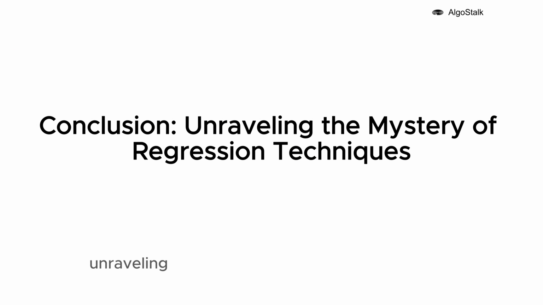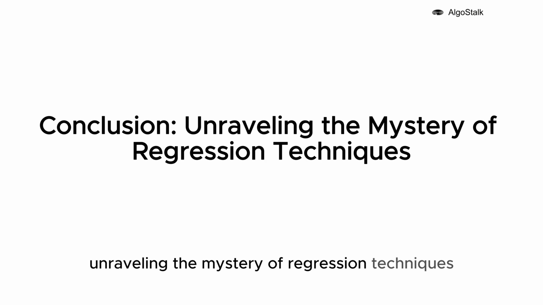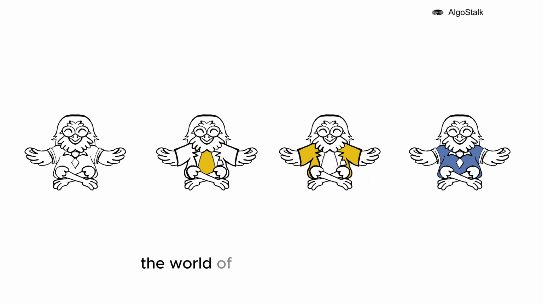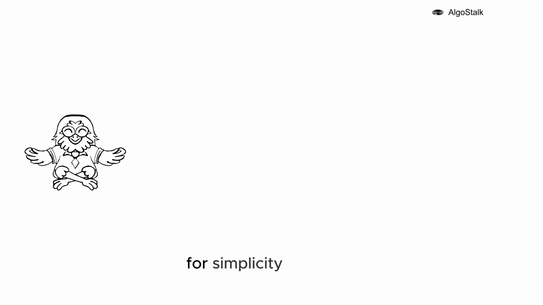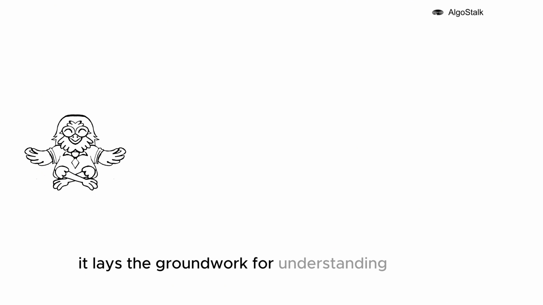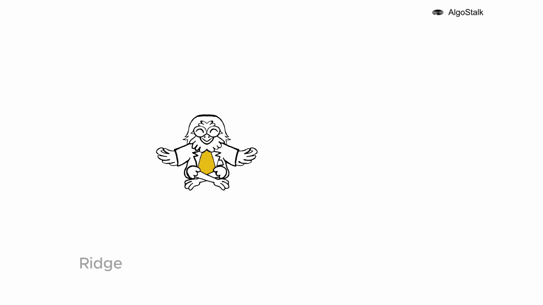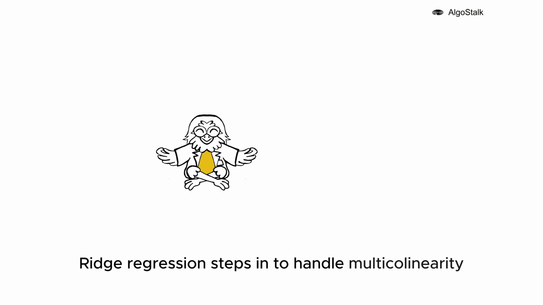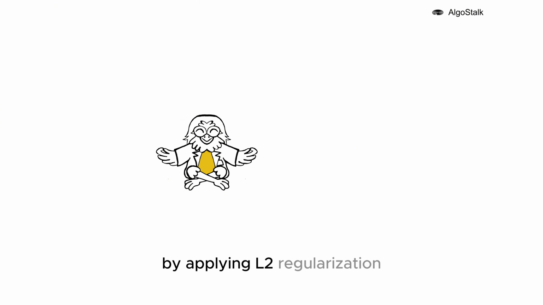Conclusion: unraveling the mystery of regression techniques. As we conclude our investigation into the world of regression techniques, it's clear that each tool in our detective toolkit serves a unique purpose, helping us solve different types of cases in data analysis. Linear regression is your go-to for simplicity and clear insights into relationships between variables. It lays the groundwork for understanding your data but can fall victim to overfitting, especially when faced with complex cases. Ridge regression steps in to handle multicollinearity and reduce overfitting by applying L2 regularization. It allows you to keep all suspects in the running, ensuring that no valuable leads are overlooked.